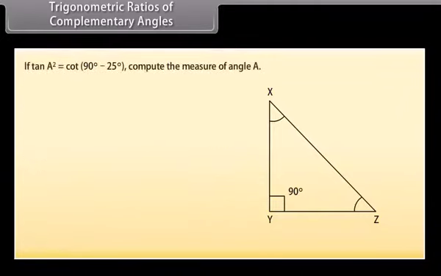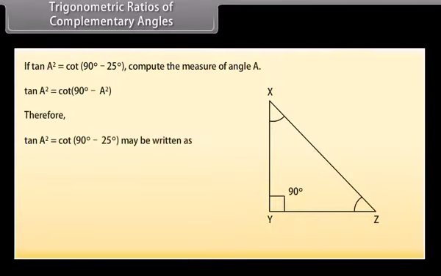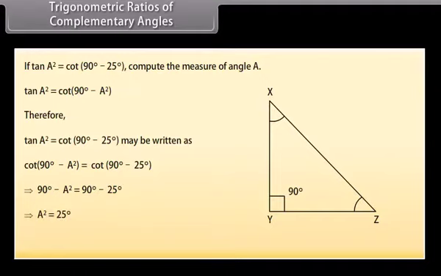If tan A square is equal to cot of 90 degree minus 25 degree, compute the measure of angle A. Tan A square is equal to cot of 90 degree minus A square. Therefore, tan A square is equal to cot of 90 degree minus 25 degree may be written as cot of 90 degree minus A square equals cot of 90 degree minus 25 degree. It implies that 90 degree minus A square is equal to 90 degree minus 25 degree. In other words, A square is equal to 25 degree. A is equal to 5 degree.